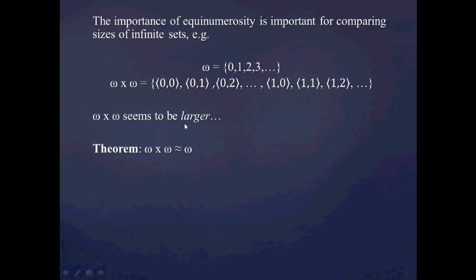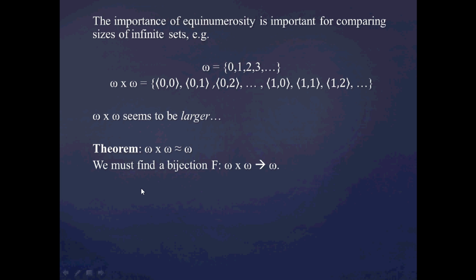But at this point, let me hit you with your first counterintuitive theorem, which is that omega times omega is equinumerous to omega. So if we're going to be able to demonstrate this, we have to find a bijection, let's call it F, which maps omega times omega to omega. That is, for each element in omega times omega, for each one of those ordered pairs, I'd like to associate it to some natural number in omega.